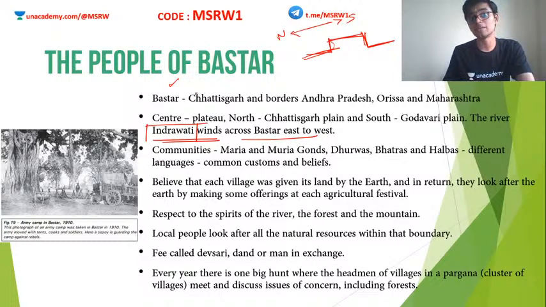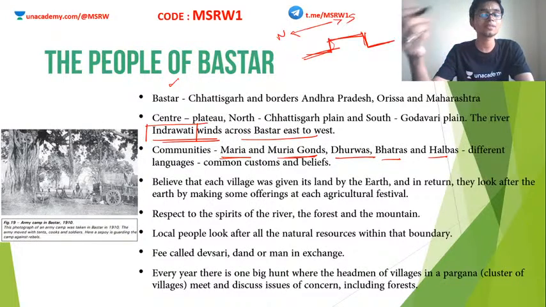Bastar region has multiple forest communities, not just one. For example, they have the Maria community, the Muria Gonds, the Dhurwas, Bhatras, Halbas, etc. All these people had different languages, but since they were sharing a common space, their customs and beliefs were more or less similar. Not the same, but similar. So a wide variety of people actually lived in this small region.